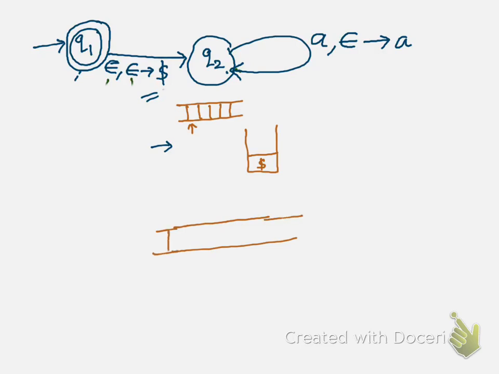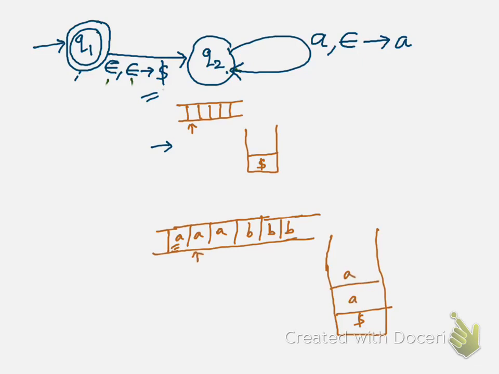If my input is something like this, and this is my stack, what will happen? When I am at Q2, the input is A, and without caring about the stack, I push this A here. Then my input moves here, and without caring about anything, I push A again. The input moves here, and again I am done with A. So this is the current condition of my input tape and my stack. Next, as soon as we see a B, we have to start popping.